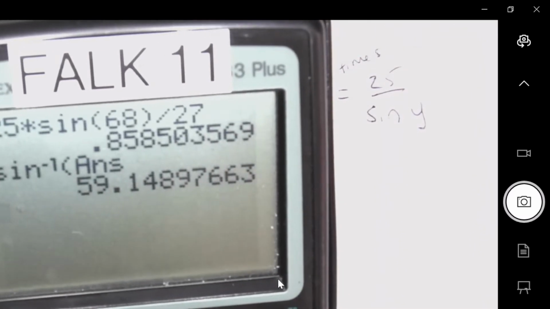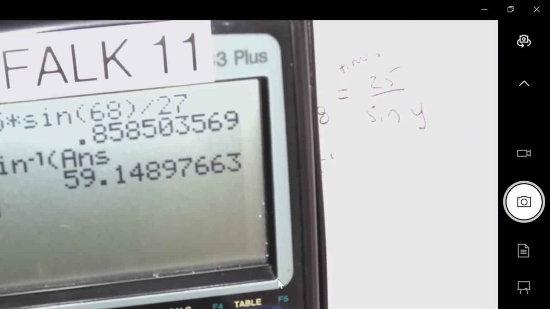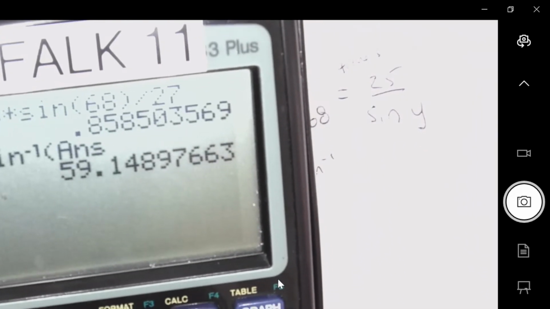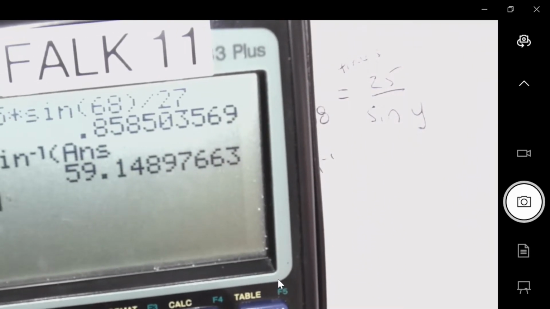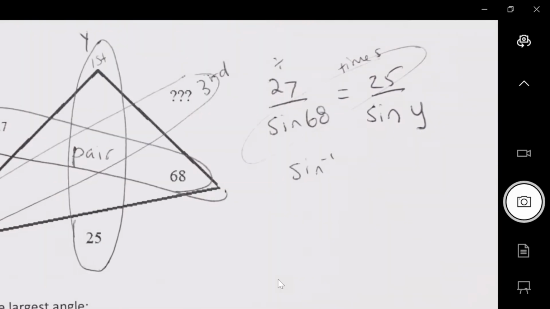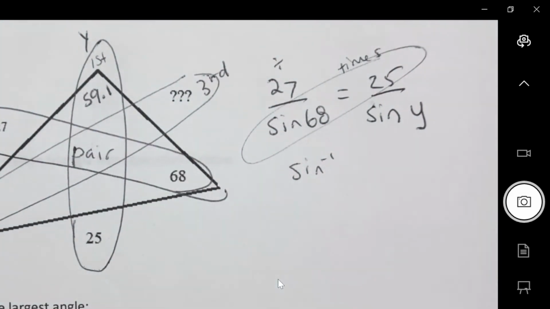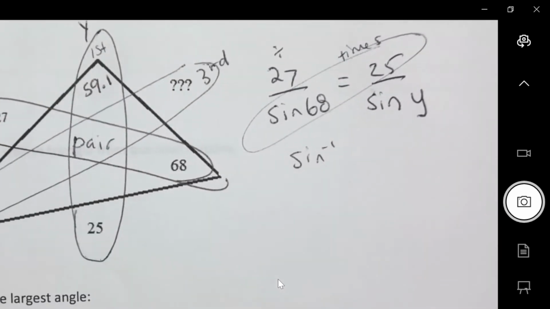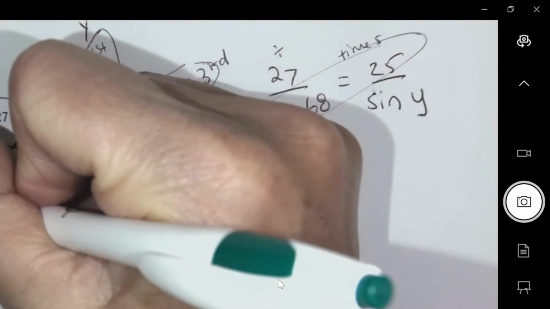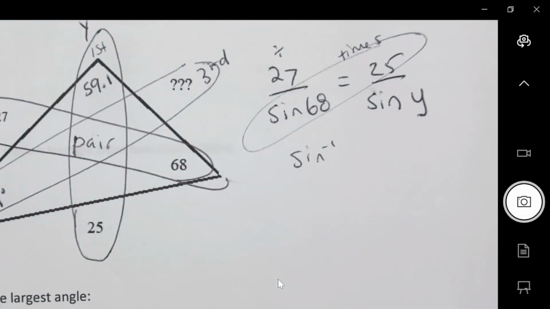Okay, try your calculator steps. Do they match? 59.1. Okay, I'm going to put that up there, 59.1. We were good. So now I'm going to 180 all these angles, leaving me with 52.9 degrees in the bottom corner.